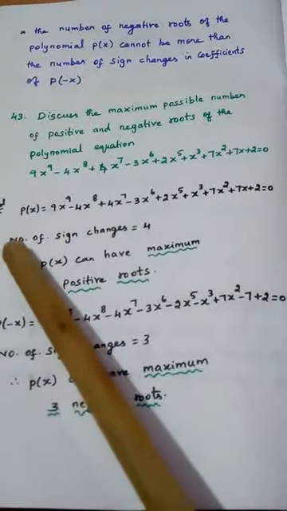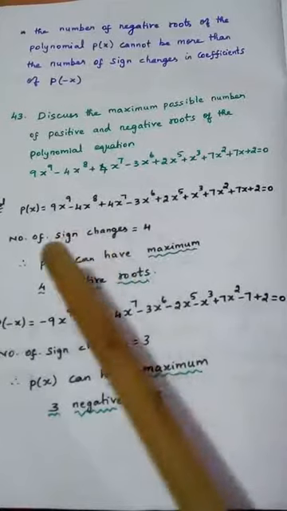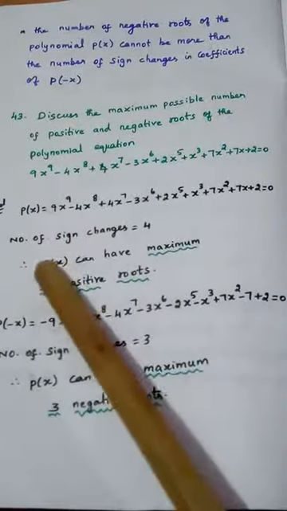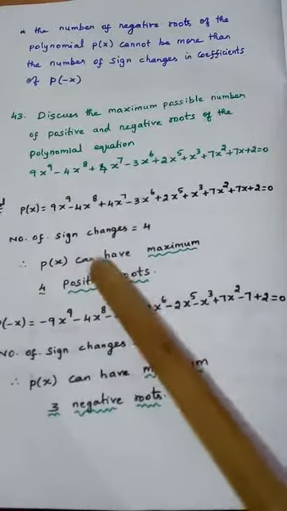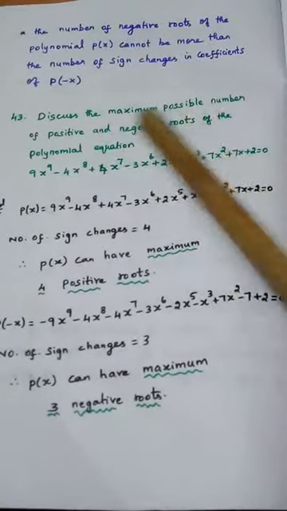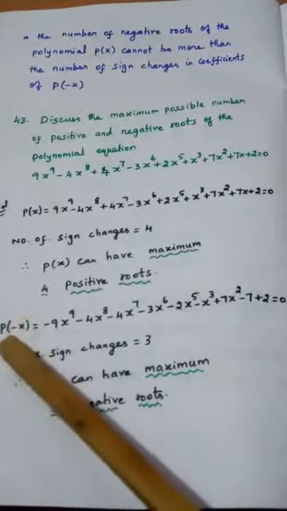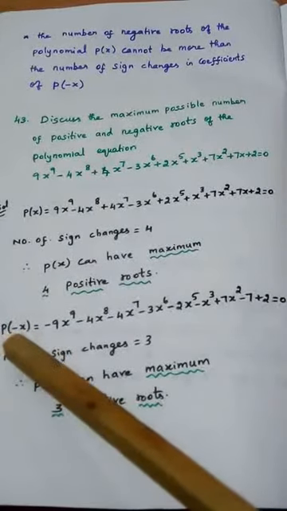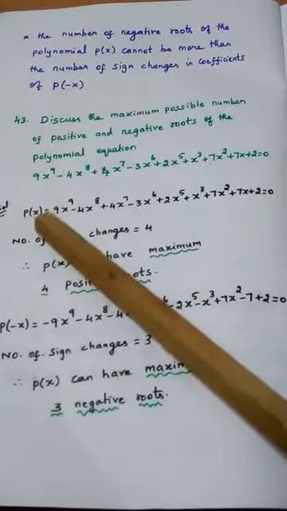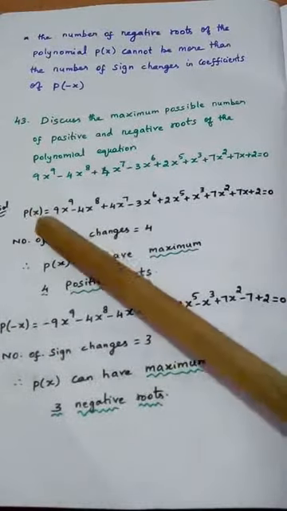That is what I am writing. Number of sign changes is 4. Therefore this polynomial p of x can have maximum 4 positive roots. Similarly, we need to find the number of negative roots. For that we have to calculate p of minus x. What is p of minus x? I told you, in p of x, you replace x by minus x.